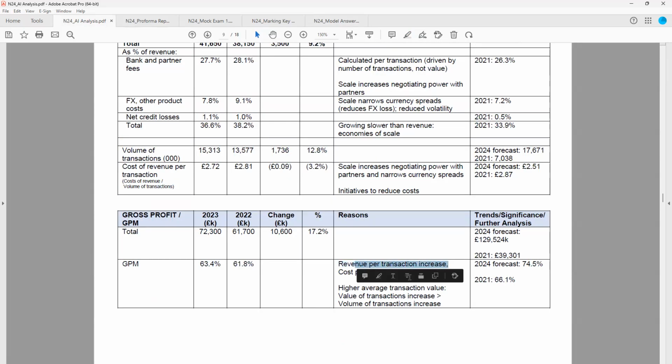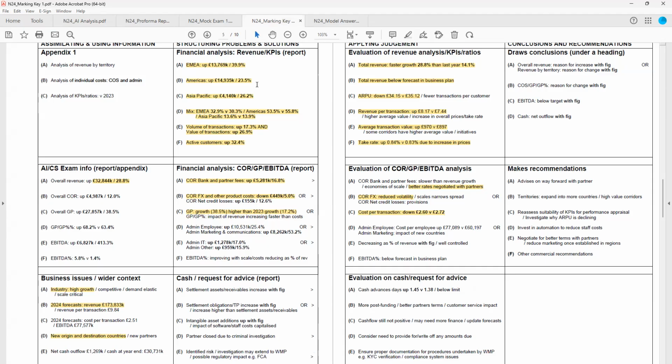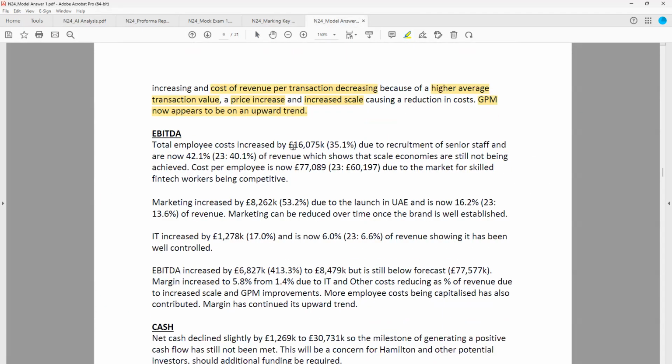So again, revenue per transaction was increasing and cost per transaction was decreasing, partly because of the higher average transaction value. You can see here how we go through, pick up the gross profit marks. There's also a mark there for the cost per transaction for calculating that. And then we would do the same thing with the admin expenses, which make up EBITDA.